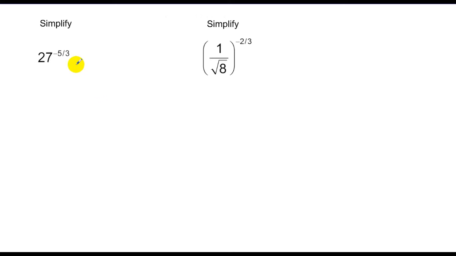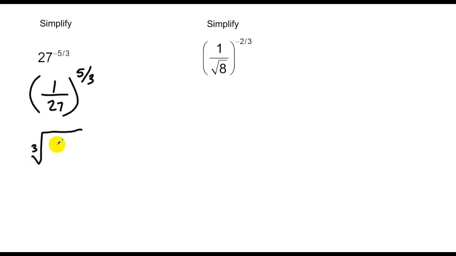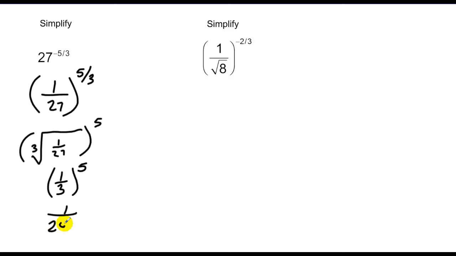Now we have a negative exponent here, and we've studied that before. We know that that means take the reciprocal of 27 and raise that to the 5/3 power. So we have the cube root of 1/27 all to the 5th. Well, multiplied by itself 3 times gets you 1/27. That's 1/3. And that's raised to the 5th power. And then we need to take 1/3 raised to the 5th power. And I believe that's 1/243.